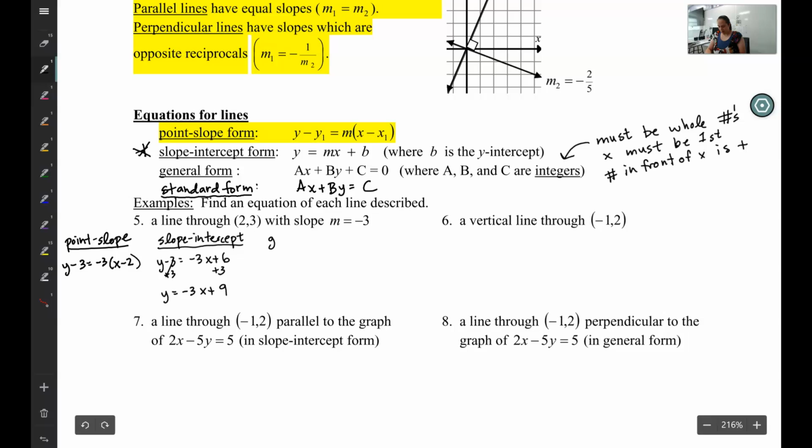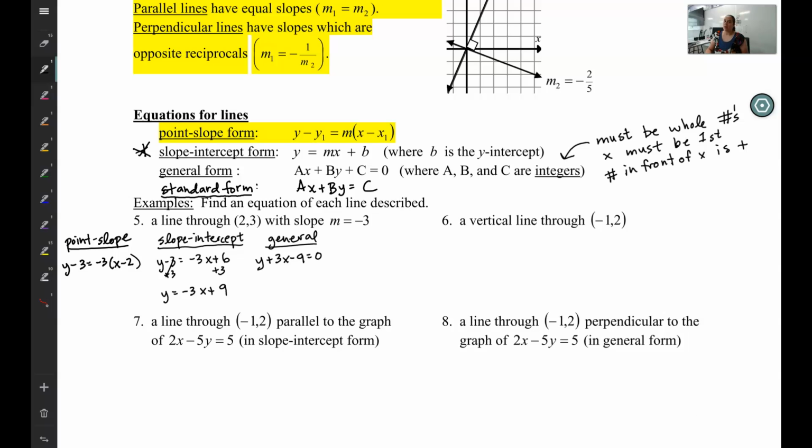Next, we have our general. Now remember, there's a lot of rules we need to follow on this one. So first off, double check, do we have any fractions? Nope, we don't. We're good there. So we're just going to take everything to one side of the equation.